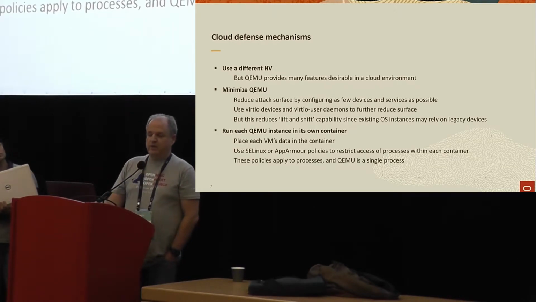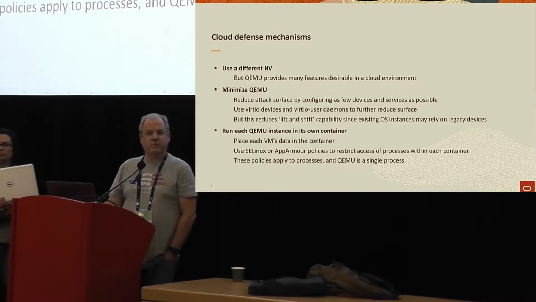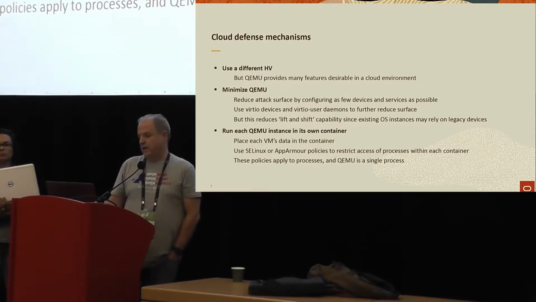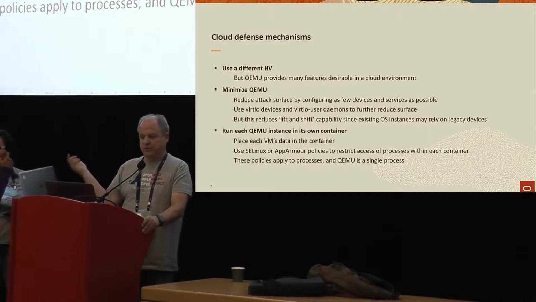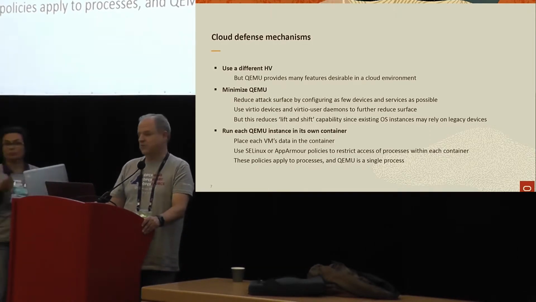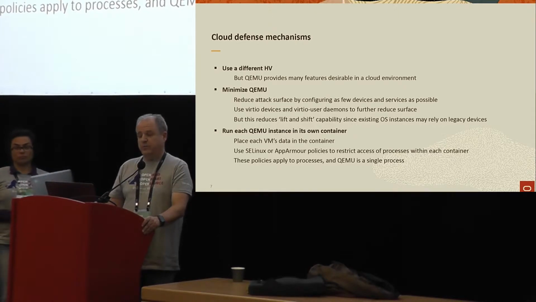They do that in many ways. Some of them use a different hypervisor. The downside of that is that QEMU provides a lot of features that are really desirable in a cloud environment, from live migration to emulating lots and lots of different I/O devices and having lots and lots of different I/O backends. Another option is just to minimize QEMU, reduce the attack surface by configuring as few devices and services as possible. And a lot of people just use VirtIO devices and the VirtIO user daemons to further reduce the attack surface.